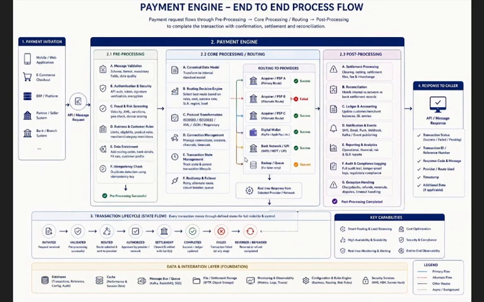Then we do the pre-processing of the payment inside the payment engine. Pre-processing is the validation of the messages. The PACS messages or PAIN messages are validated for whether they are systematically correct, whether the mandatory tags are there, and whether the data quality and addresses are in a structured manner. There are many issues that get caught and addressed inside the payment engine.